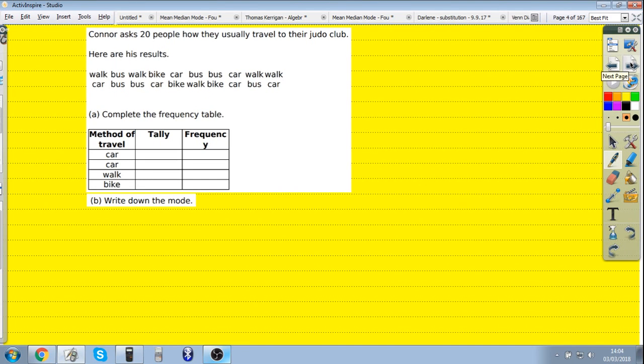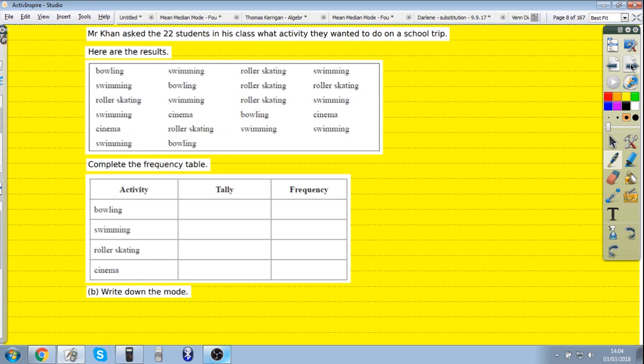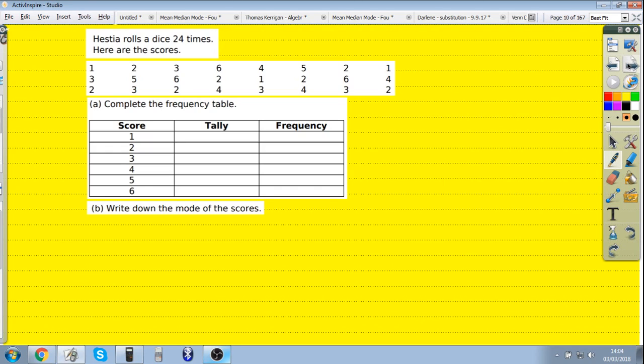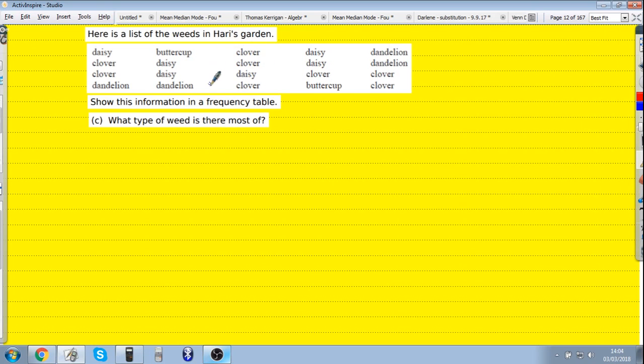Okay. So this one is the same idea. You just do the tally and frequency. So that's the same idea, tally and frequency. This one, same idea, tally and frequency. Same idea, tally frequency. So common exam question. So this one, you have to create it yourself. Right. So you have to create your own frequency table.